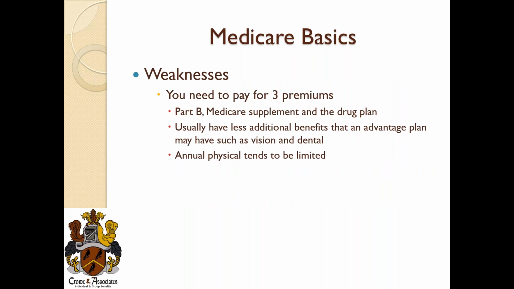Weaknesses. If you have a supplement, we talked about, you pay 3 premiums. Your Part B premium, you pay the supplement premium, which can be substantial depending on the state that you're in. You can have premiums in excess of $200 a month for just the supplement. Supplements usually don't have as many additional benefits as you would with an Advantage plan, like vision or dental, and the annual physical on a supplement tends to be a bit limited. Supplements are great plans, but they do have some weaknesses, and those are the weaknesses there.